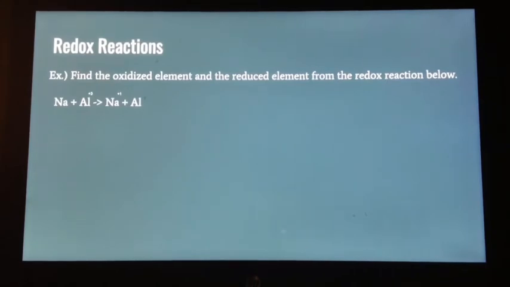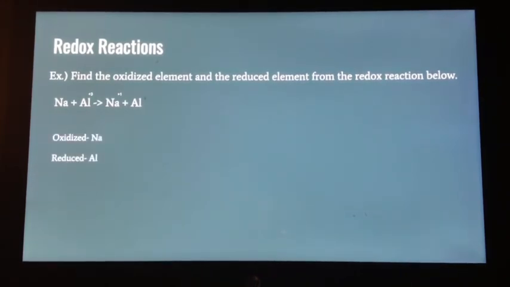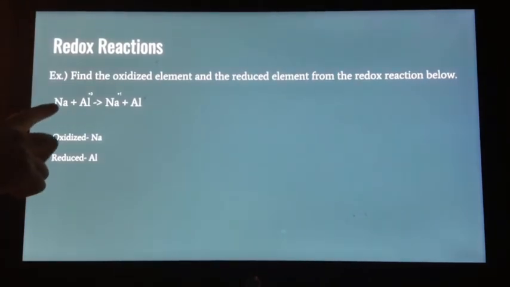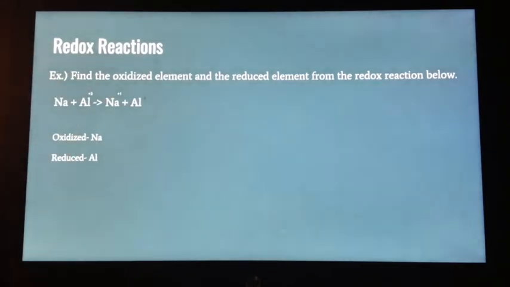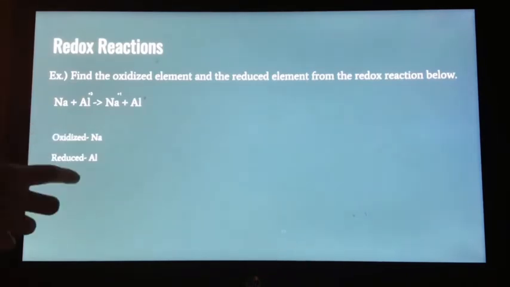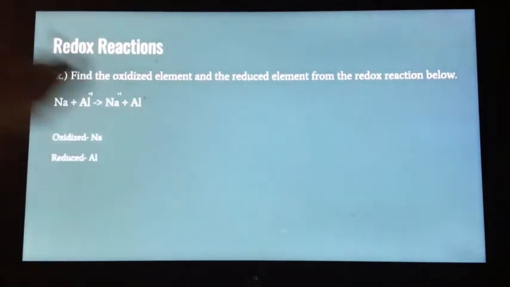Okay, I'm going to throw the answer up there now. The oxidized element is sodium, because at first it's 0, thinking back to the oxidation numbers, anything by itself is 0, and it goes to +1. That means it's losing electrons because it's becoming more positive, and losing electrons is oxidation. And reduction is aluminum because it's going from +3 to 0.